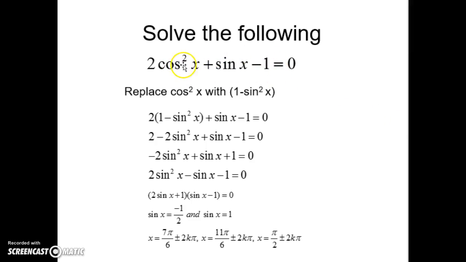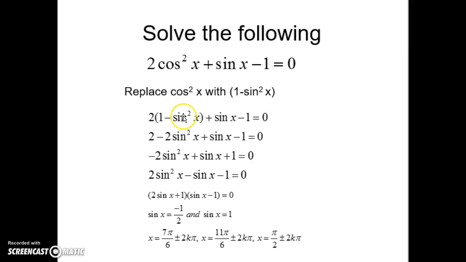Here's an example. We have 2 times the cosine squared of x plus the sine of x minus 1 equals 0. So I'm going to choose to replace cosine squared of x using an identity. I don't have an identity that would allow me to replace sine in terms of cosine as a single degree term, but I do have replacements for cosine squared. So I want to put cosine squared in terms of sine. That comes from the Pythagorean identity. It's how come I chose to use this substitution.